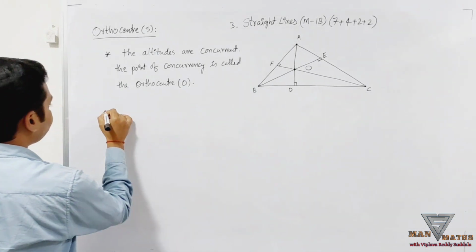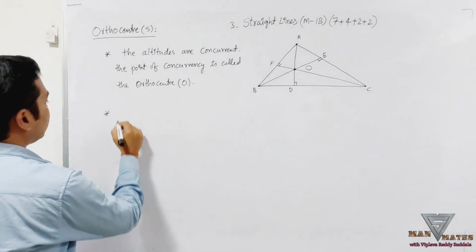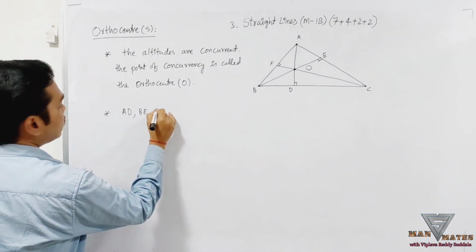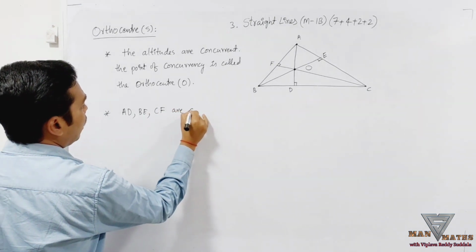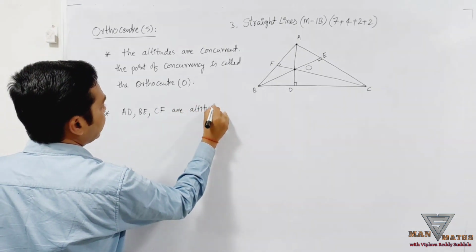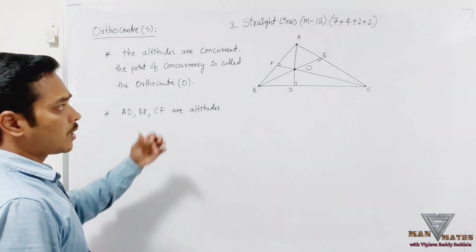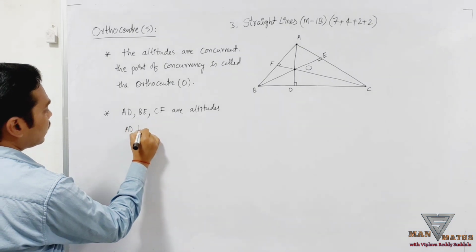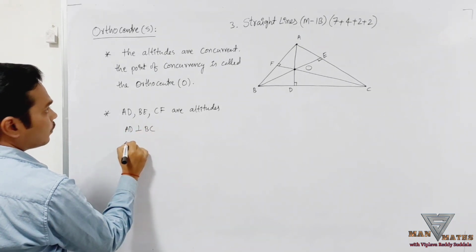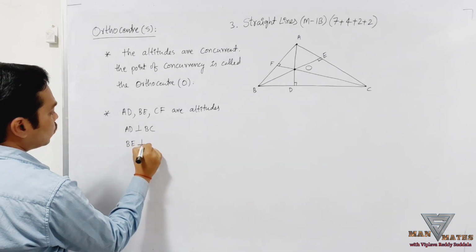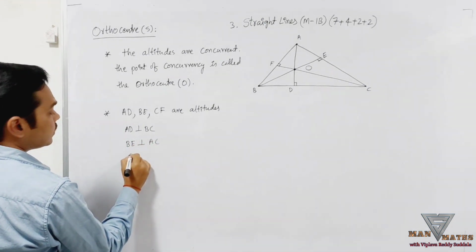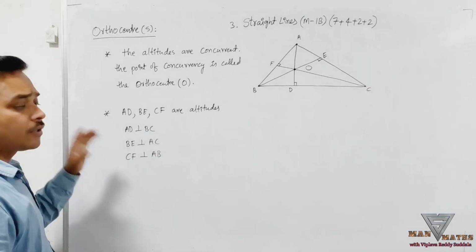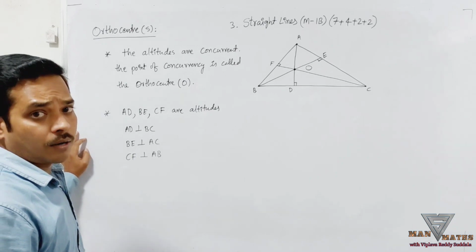From the diagram, here AD, BE and CF are altitudes. Altitudes are always perpendicular to the opposite side. That means AD is perpendicular to BC, BE is perpendicular to AC, and CF is perpendicular to AB. These three are altitudes. How to find the orthocenter?